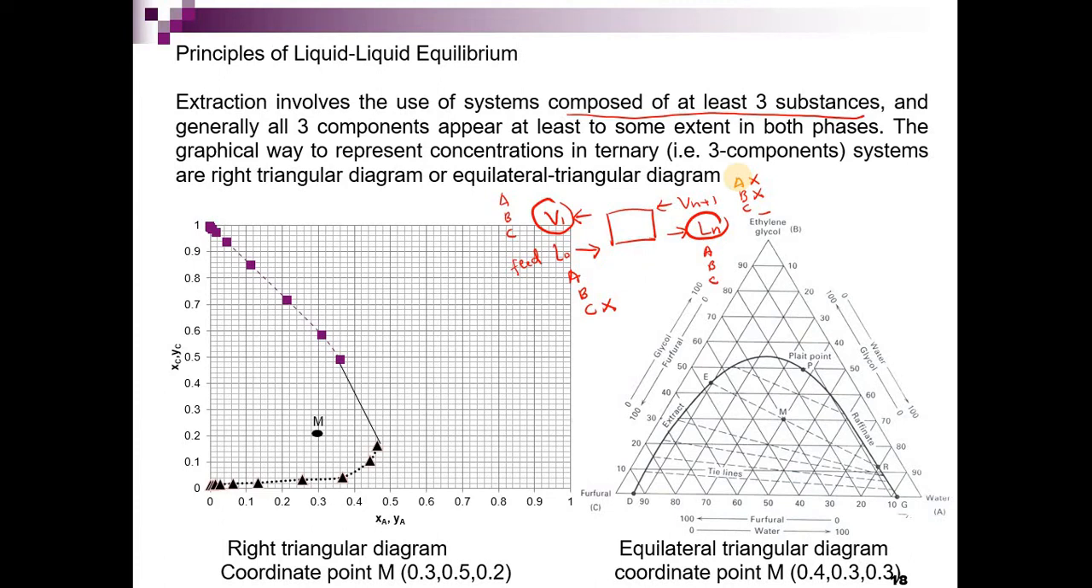So we have 2 types of graphical diagram. First is the right triangular diagram, and we have the equilateral triangular diagram. So I will explain what the differences are between these 2 diagrams. Let's look at the equilateral triangular diagram first.